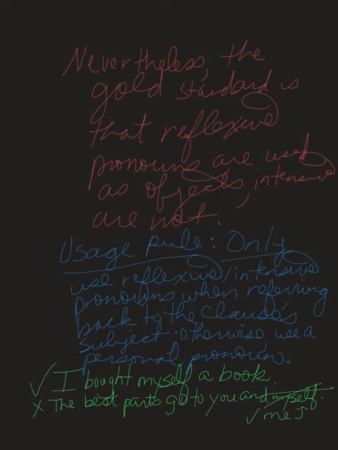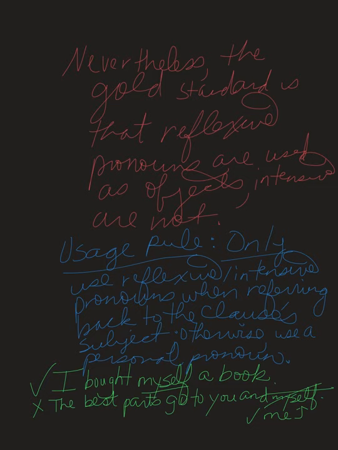I bought myself a book. Okay, here we correctly use the reflexive pronoun instead of using a personal pronoun. We correctly use the reflexive pronoun myself because myself is referring back to the subject of this clause, I. I is the subject. I bought myself. Correctly used reflexive pronoun, a book. Myself there is your IO, by the way.